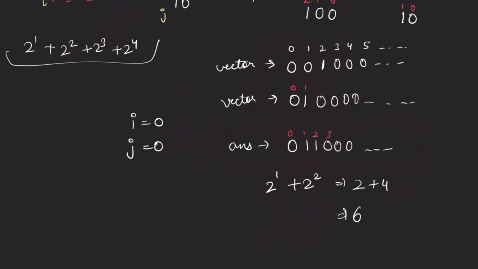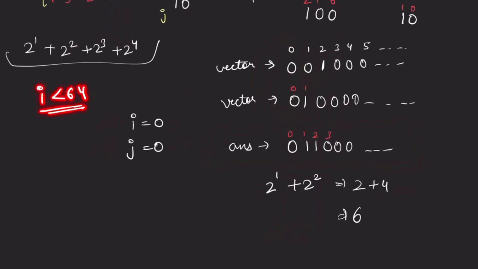So that is why we will run a for loop of i and j. Both will start from 0, and we can go till i less than 64. Why? Because i will be moving faster than j. If there are more ones in this, then i will move faster. It will reach the end first, right? So that is why we will check for i less than 64, right?